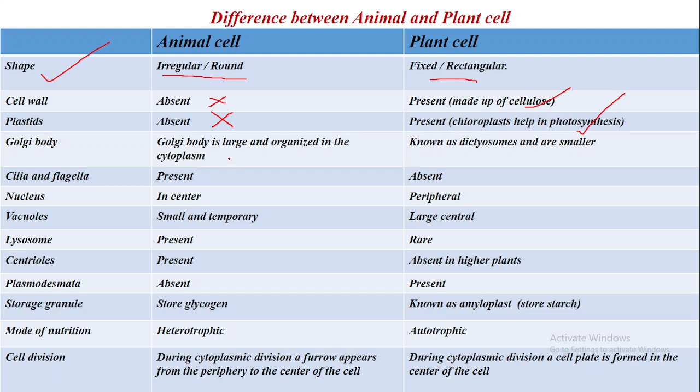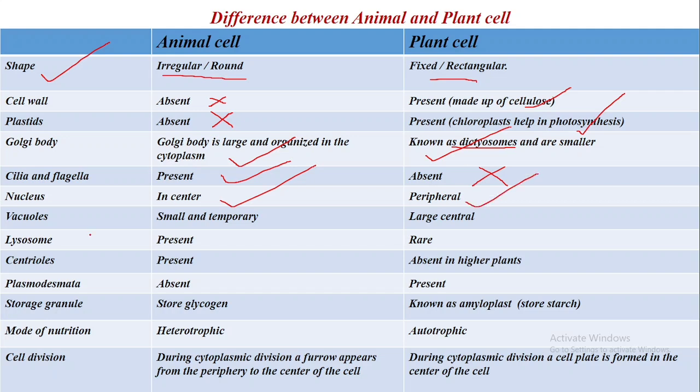Golgi body is present in both animal cell and plant cell, but in animal cell they are large, in plant cell they are small and known as dictyosome. Cilia and flagella are present in animal cell, but are absent in plant cell. The nucleus is in the center in animal cell and it is peripheral in plant cell.